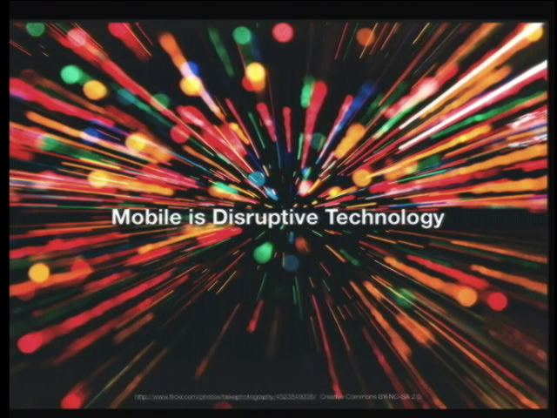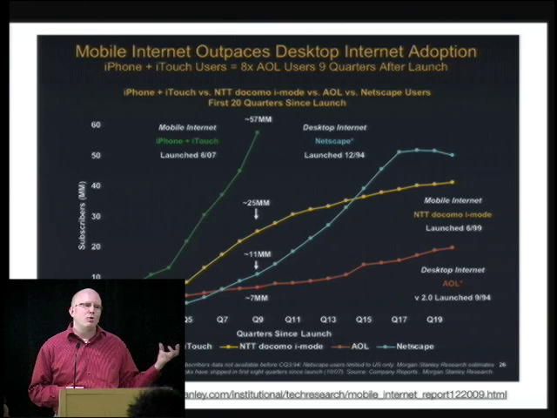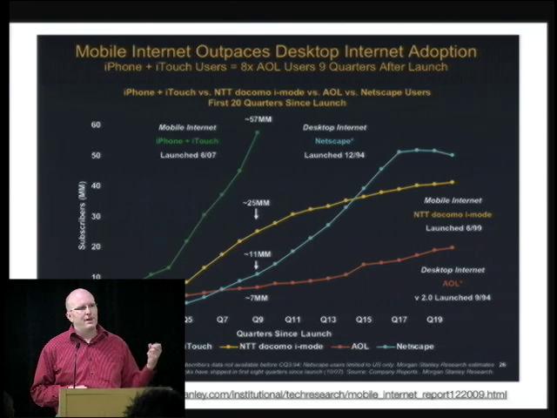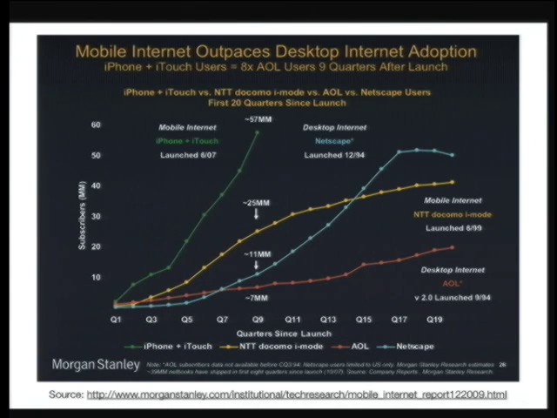I use the word disruptive technology specifically because that's the way Morgan Stanley described it in December of last year. Morgan Stanley published 1,200 pages of information related to the mobile market and what's happening in that space. Everybody knows that mobile is growing quickly, but what a lot of people don't realize is that it's growing more quickly than the early days of the internet. iPhone adoption alone outpaces the early days of the internet.